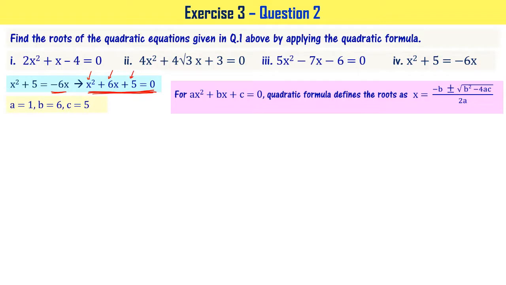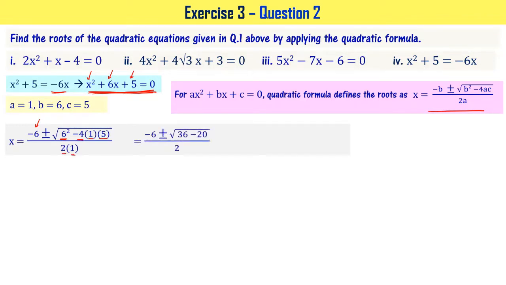Let me write that. We can substitute these values into the quadratic formula. When you do that, you can write x equal to minus 6 plus or minus square root of 6 square minus 4 times 1 times 5 divided by 2 times 1, right? This is minus b plus or minus square root of b square minus 4ac divided by 2a. Let's simplify this such that I can write it as minus 6 plus or minus square root of 36. This is 6 square is 36 minus 4 times 5 is 20 divided by 2 times 1 is 2.